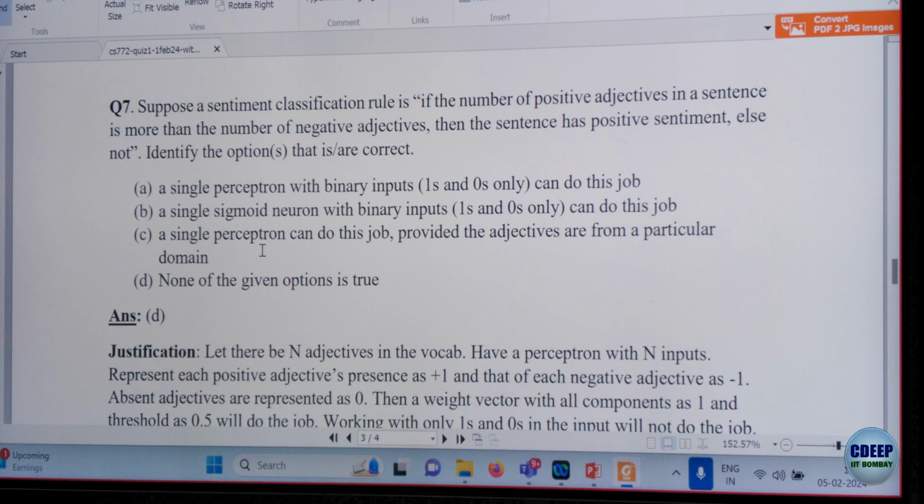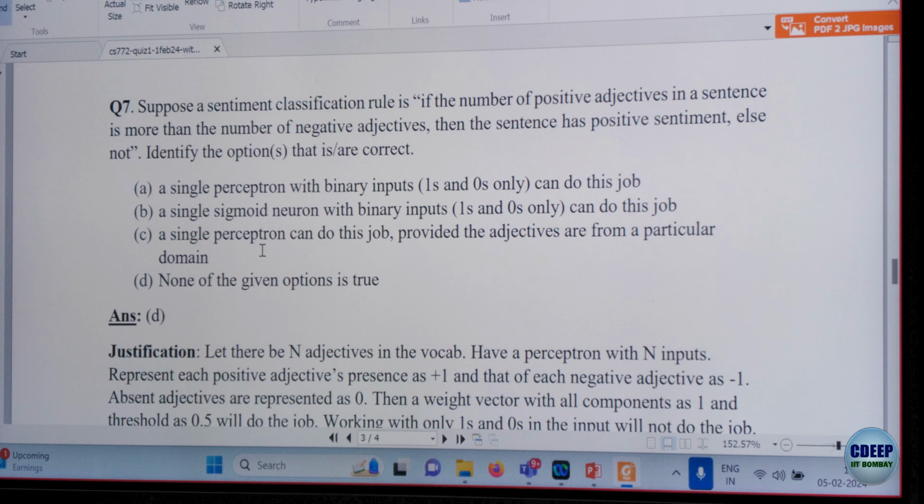What is the correct answer? Let there be n adjectives in the vocabulary. This is a bit tricky. Have a perceptron with n inputs. Represent each positive adjective's presence as plus 1 and that of each negative adjective as minus 1. Absent adjectives are represented as 0. Then a weight vector with all components as 1 and a threshold of 0.5 will do the job. Working only with ones and zeros in the input will not do the job.